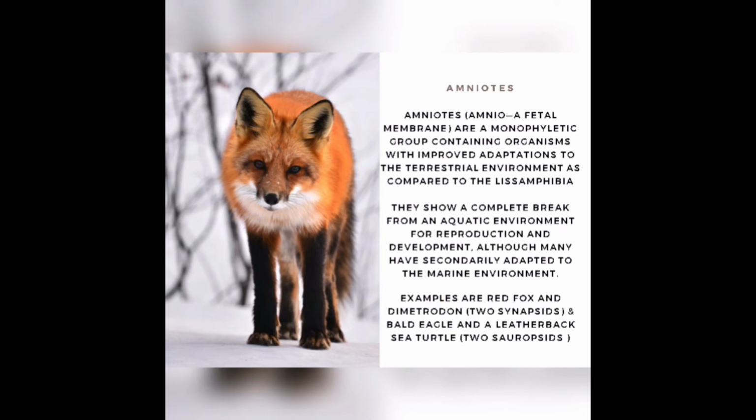Amniotes. Amniotes are a monophyletic group containing organisms with improved adaptations to the terrestrial environment as compared to the amphibia. They show a complete break from an aquatic environment for reproduction and development, although many have secondarily adapted to marine environments. Examples are red fox and Dimetrodon, which are synapsids, and bald eagle and leatherback sea turtle. These two are sauropsids.